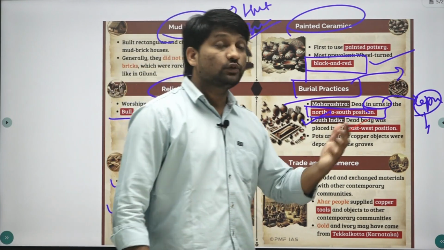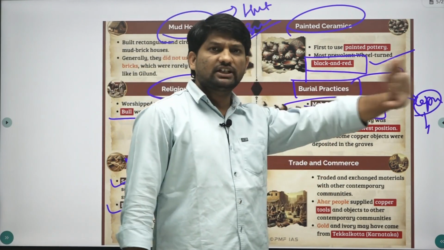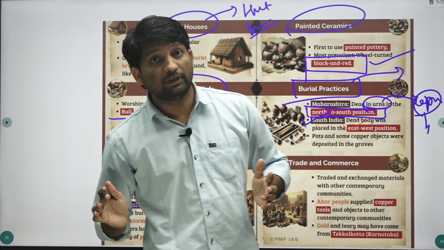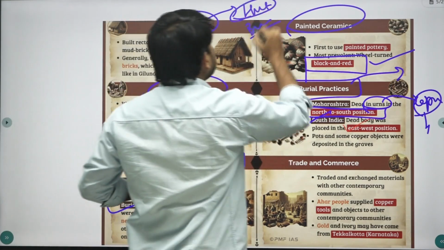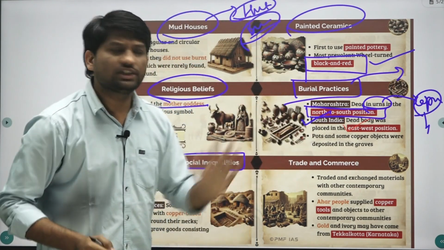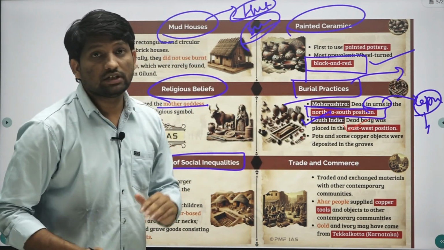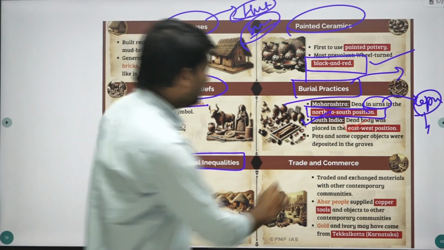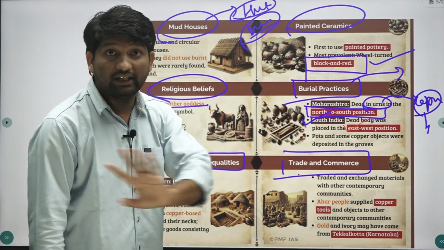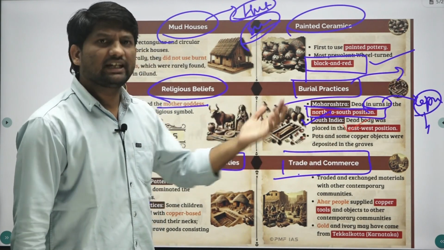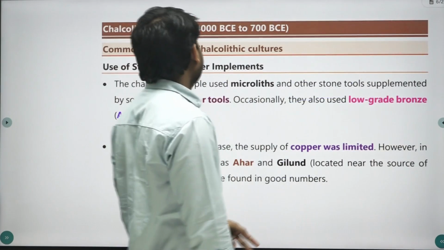This shows there was social inequality. Along with this, if you see their settlement patterns, sometimes the settlement was large, sometimes small, sometimes they lived in huts and sometimes in mud brick houses. All this shows the existence of social inequality. If you see their trade and commerce, yes, they traded, but they did not use any metal money. The trade was basically barter exchange.